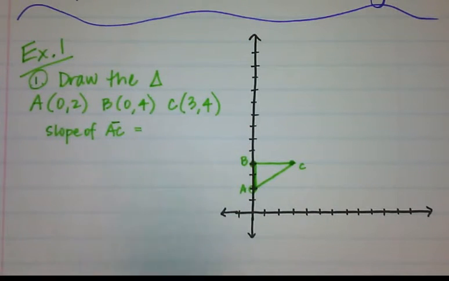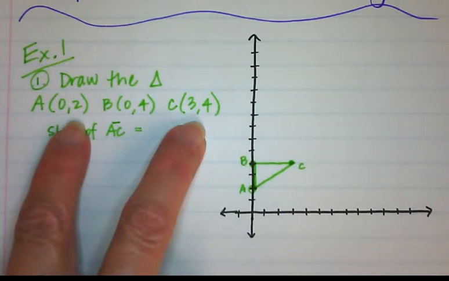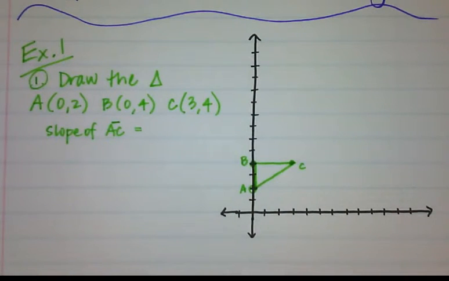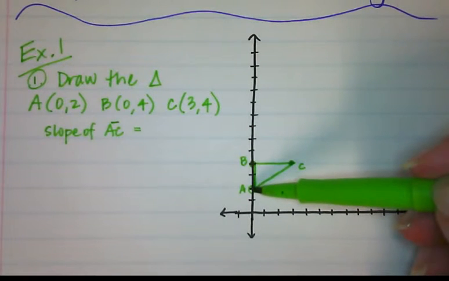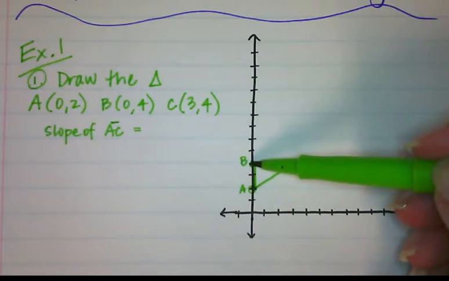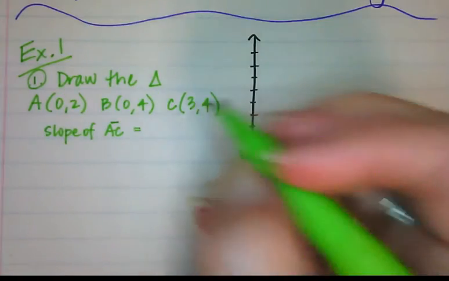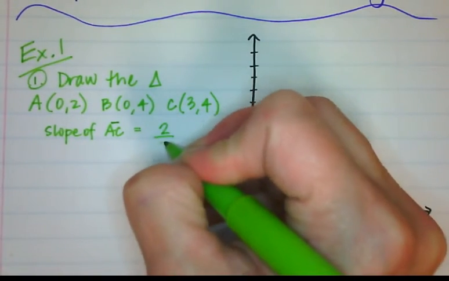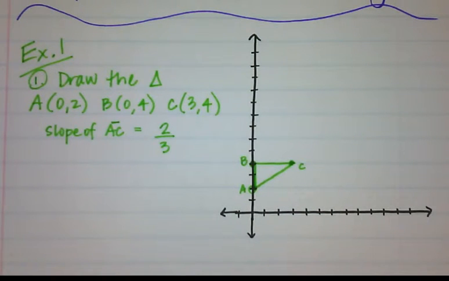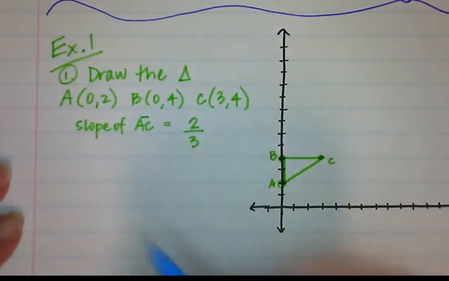Alright, so in order to find the slope, remember all we need to do is count rise over run, or you could just subtract the points. That works as well. But for this problem, I'm just going to count, and I go up 2 and over 3. So if we think rise over run, then the slope of this side right here, AC, is going to be 2/3. So I'm just doing rise over run. Alright, let's try this triangle.